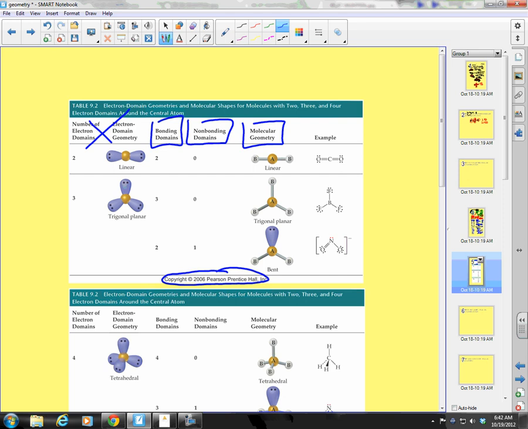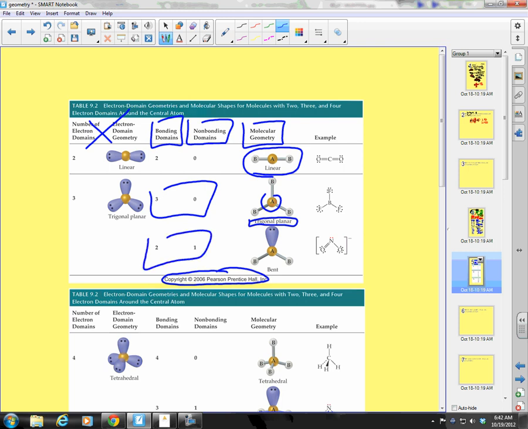So let's just focus on the center of the board. 2, 0. This is what a linear looks like, and we're talking about how my atoms arrange. 3, 0. Trigonal planar. That means I'd have a central atom here and 3 atoms around it, and it makes a triangle in one plane.